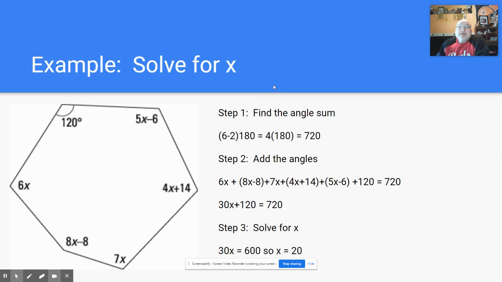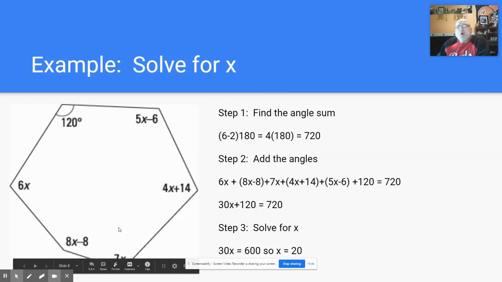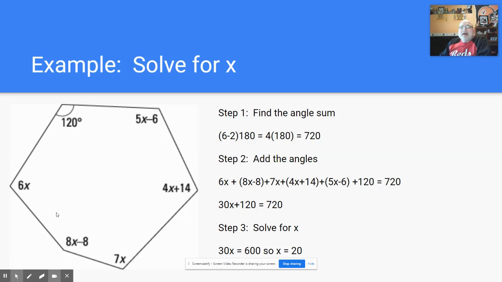We can also use it with solving for variables. Find the angle sum here. So again, we figure out what the whole polygon has to add up to. And if you notice, it has 6 sides, therefore it's a hexagon. 2, 3, 4, 5, 6. So 6 minus 2 is 4 times 180. The entire polygon adds up to 720.